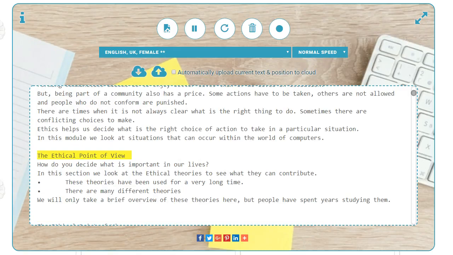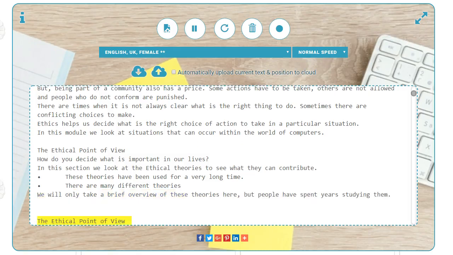The ethical point of view. How do you decide what is important in our lives? In this section we look at the ethical theories to see what they can contribute. These theories have been used for a very long time. There are many different theories. We will only take a brief overview of these theories here, but people have spent years studying them.